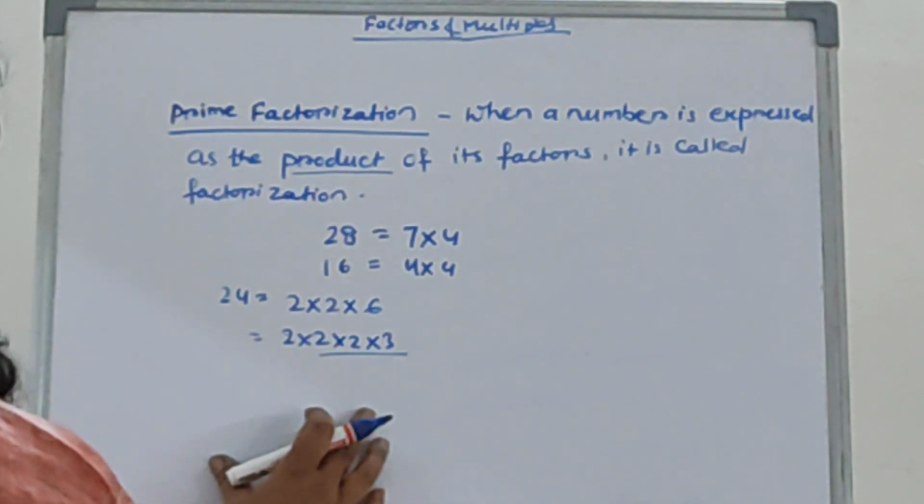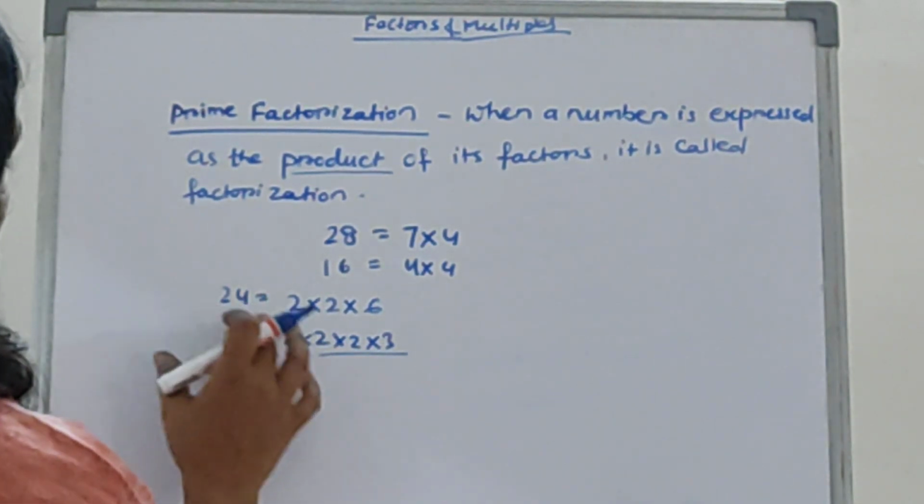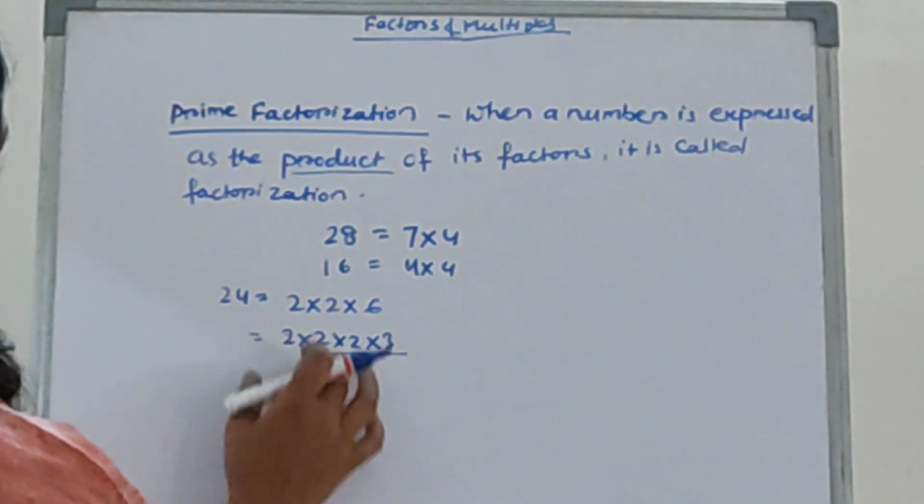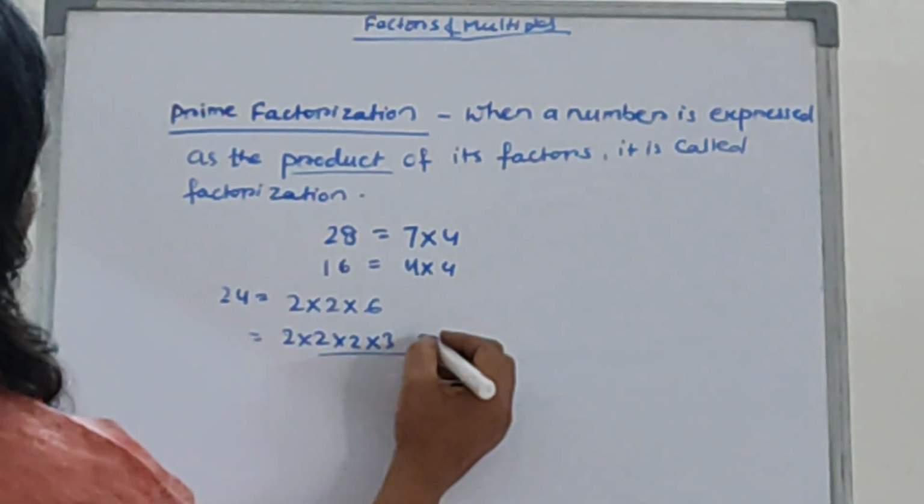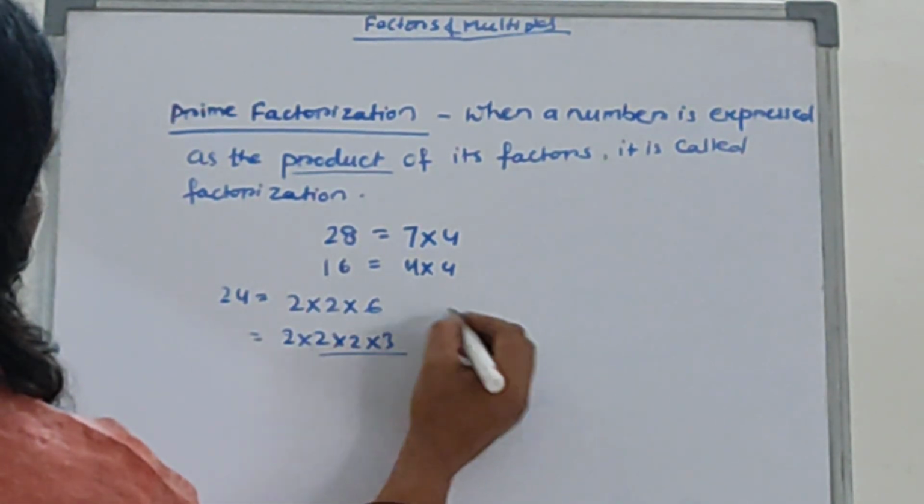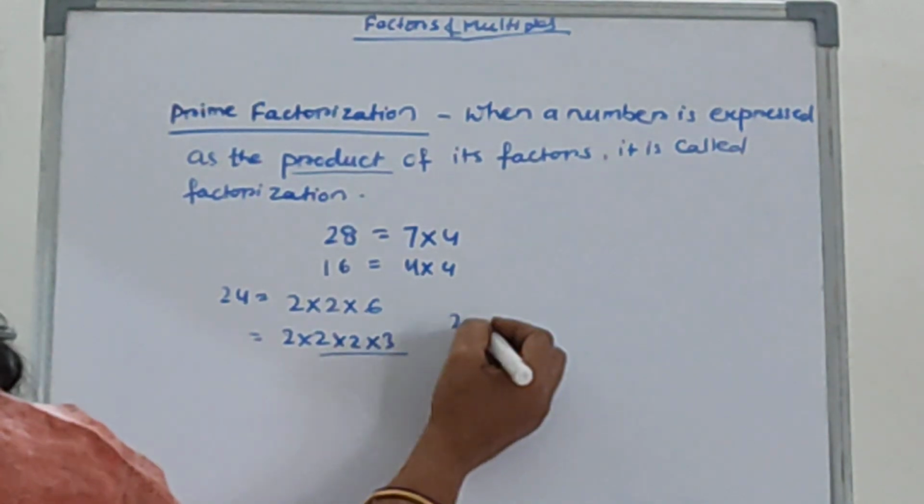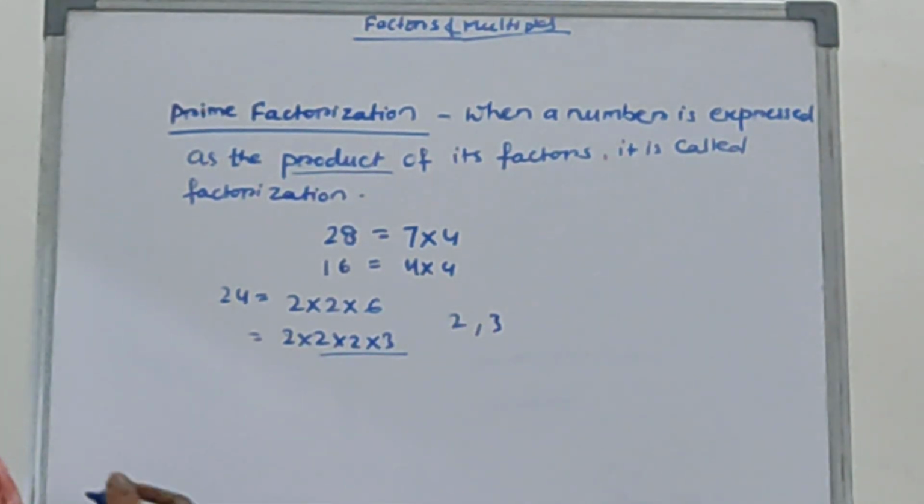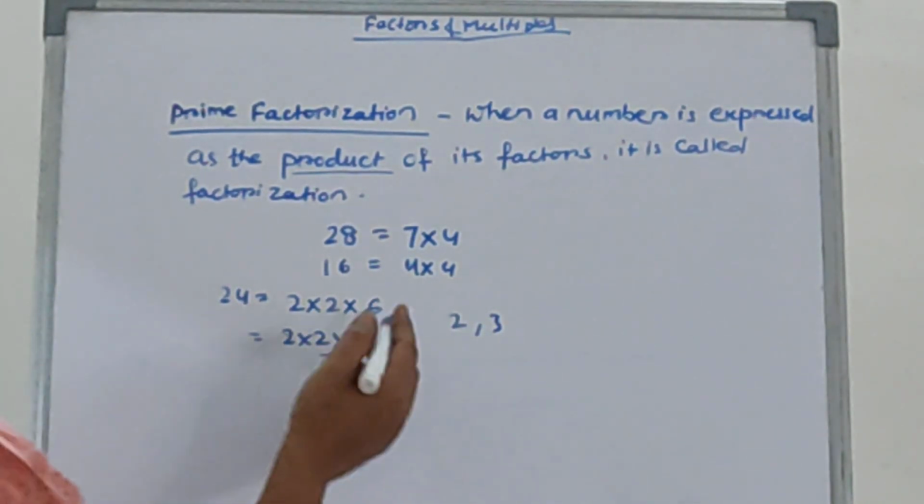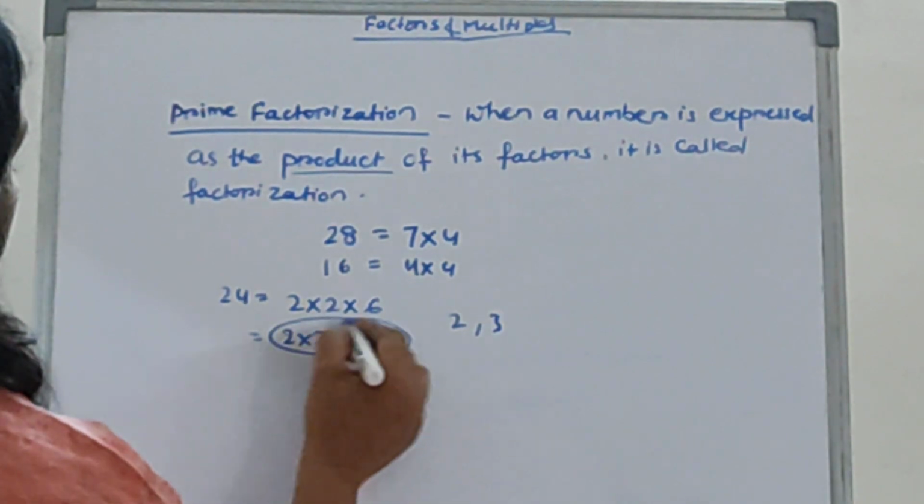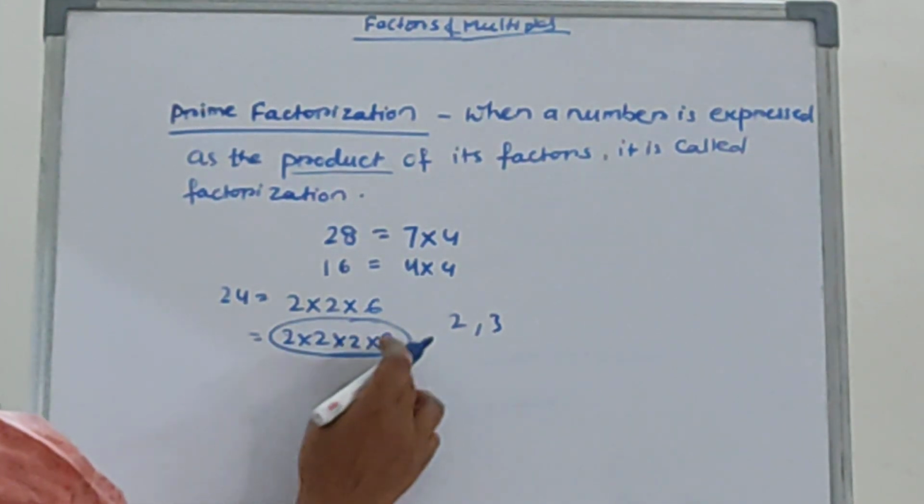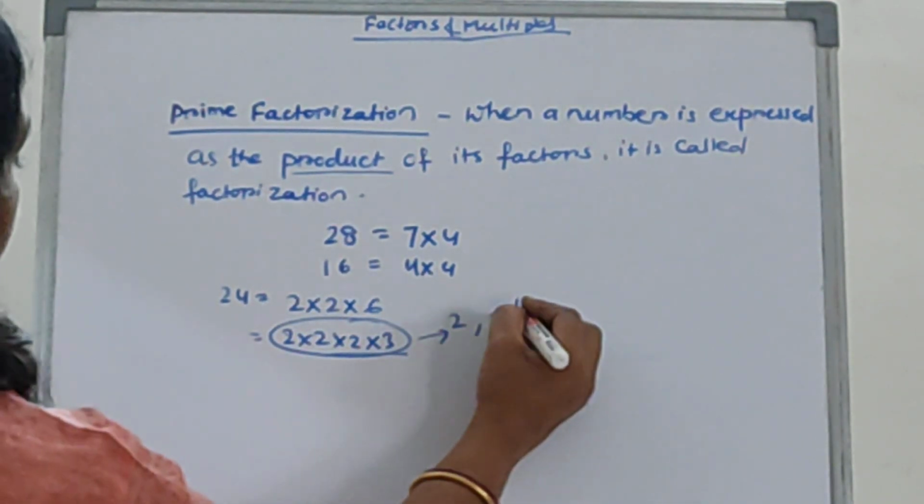Now see here, what is happening is that each factor of 24 is a prime number. These are all prime numbers. 2 is a prime number. 3 is also a prime number. In this, 2 into 2 into 2 into 3, these all are prime.